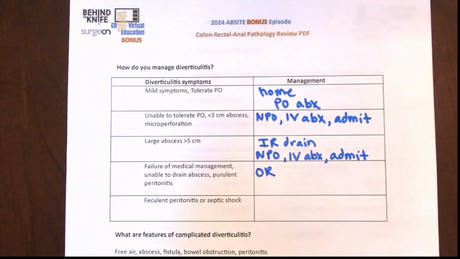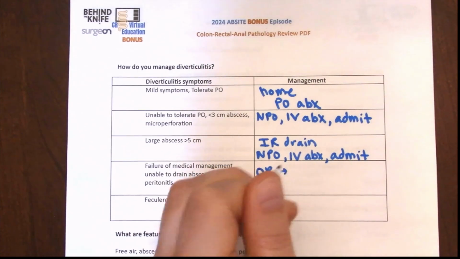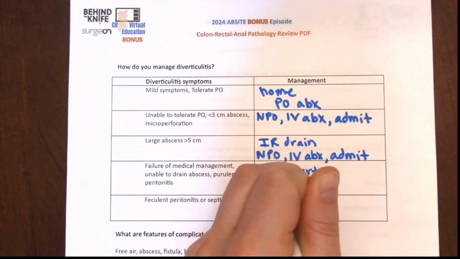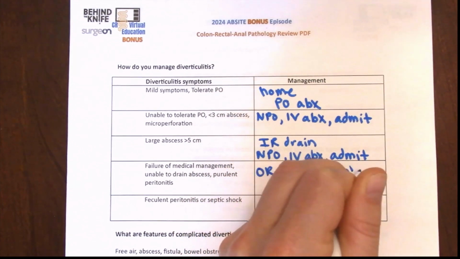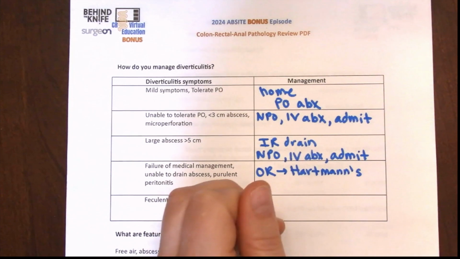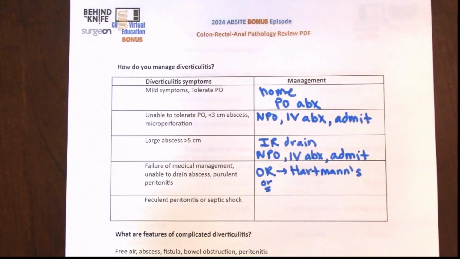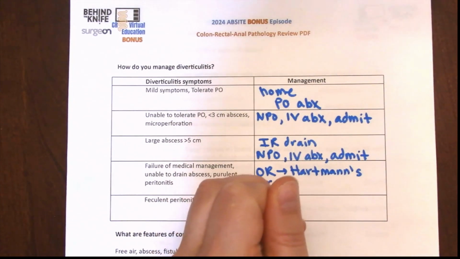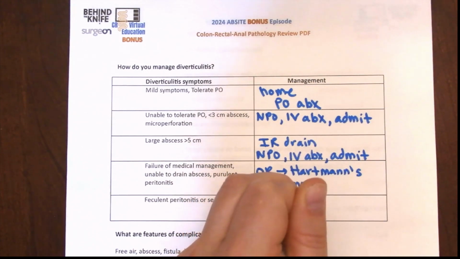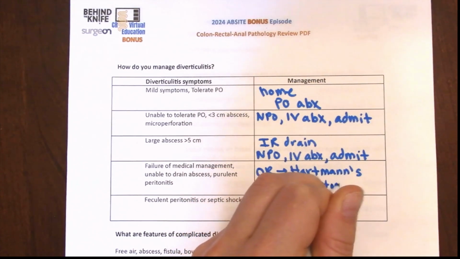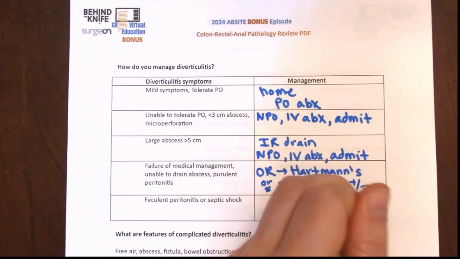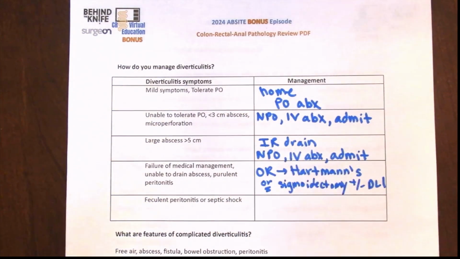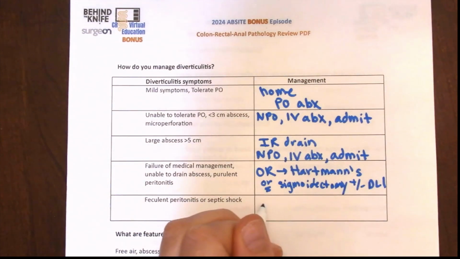And my first choice or safe answer on the ABSITE would be a Hartmann's, which is a sigmoid colectomy and an end colostomy. Or, and this is debated, you can do a sigmoid colectomy with or without a diverting loop ileostomy. However, if the patient is in septic shock or has feculent peritonitis, then I would go ahead and answer a Hartmann's on the ABSITE.